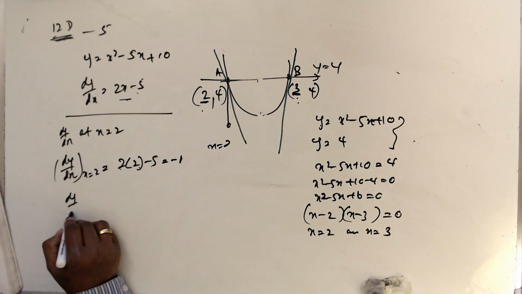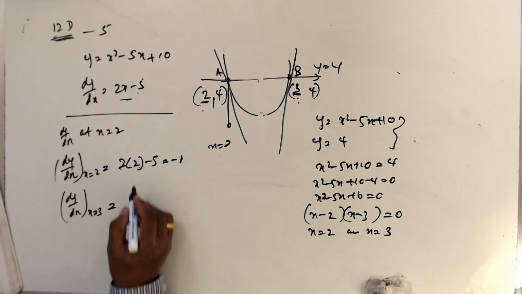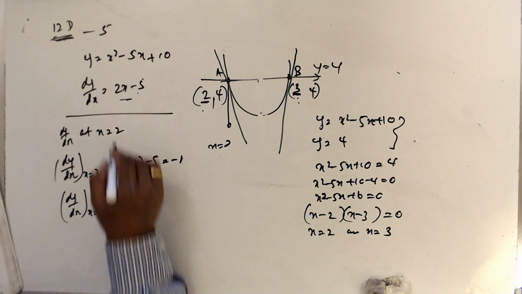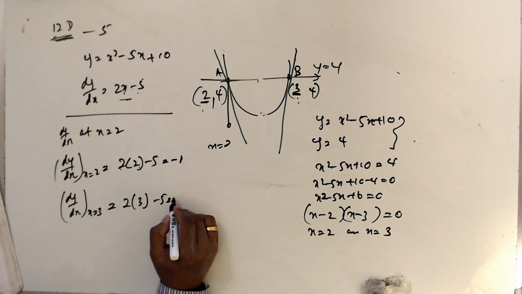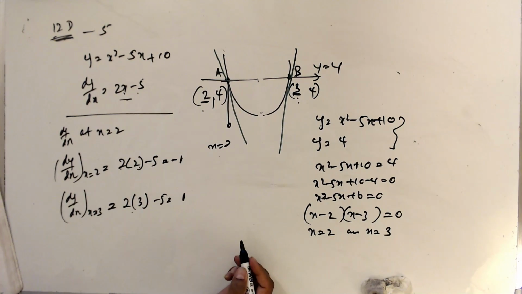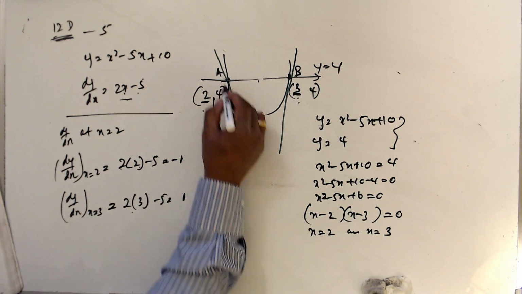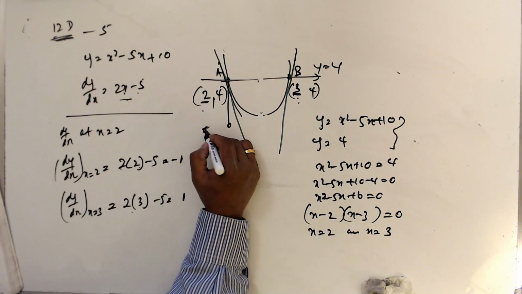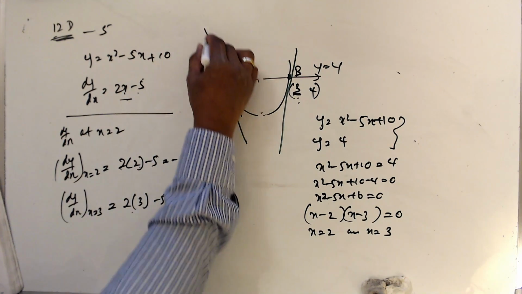So now dy by dx at x equals 3. So this is 2 times the x value 3 minus 5. 6 minus 5 is 1. So this gradient is 1, and the other gradient is minus 1.